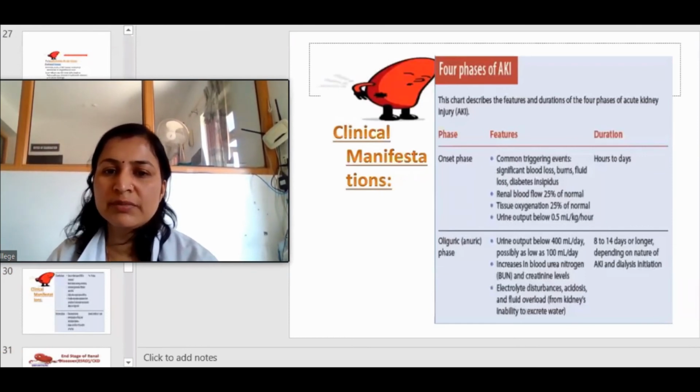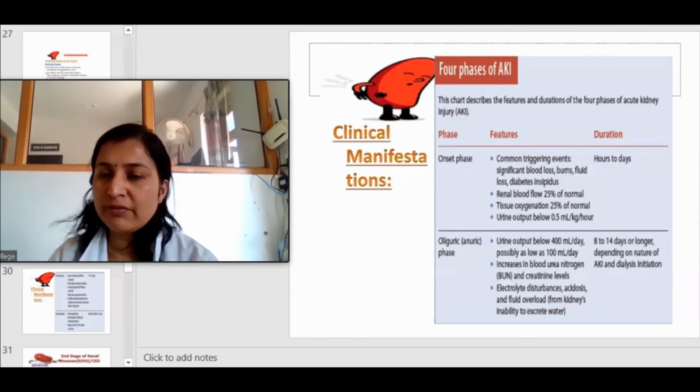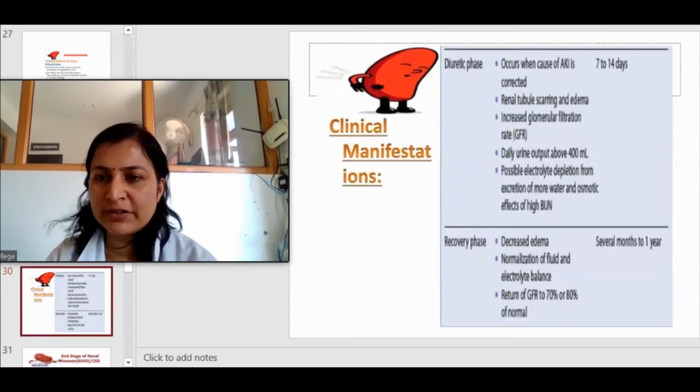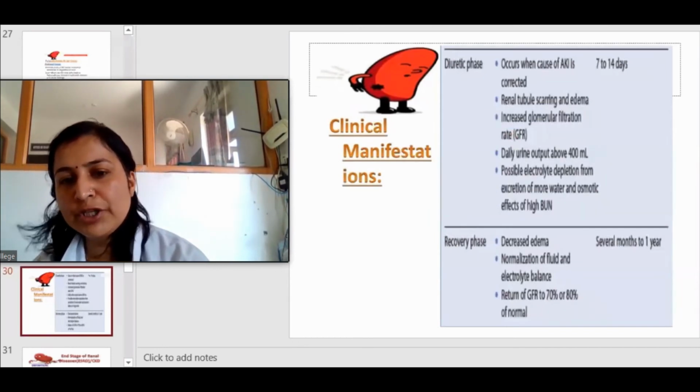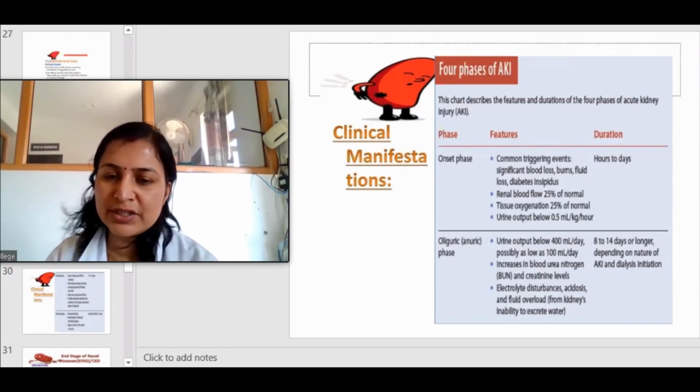So sometimes acute, sometimes chronic kidney failure. In acute, the phases, as I have already told, are: first after onset, there will be the oliguric phase, and then comes the diuretic phase, when there will be polyuria. We have already discussed this in acute kidney injury, again revising it. So in the onset phase, the triggering event, there will be features of the respective disease, like if it is dehydration, the cause of dehydration, if it is sepsis, the cause of sepsis. In that way, there will be a triggering event in the onset phase, and that will last a couple of hours to days in an acute condition.